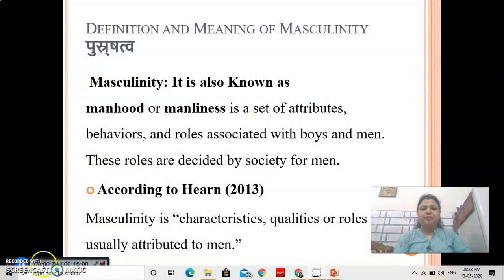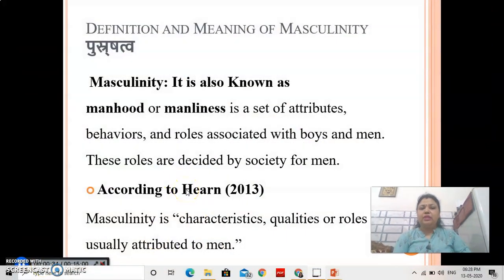I have chosen these three topics from my paper Gender, School and Society. So now I am going to start my lecture with my first topic, that is masculinity.